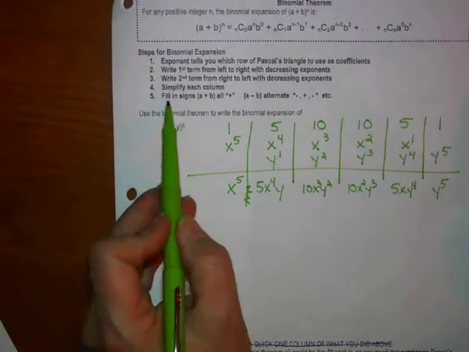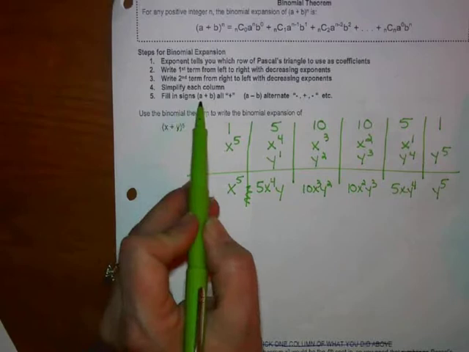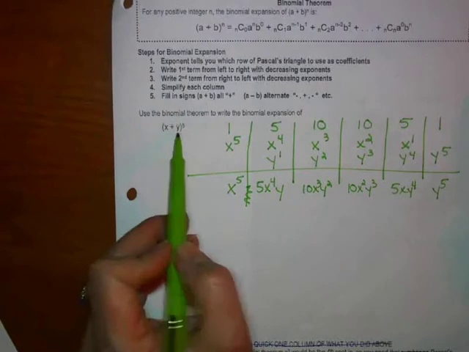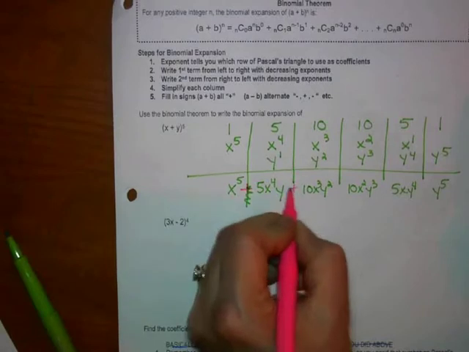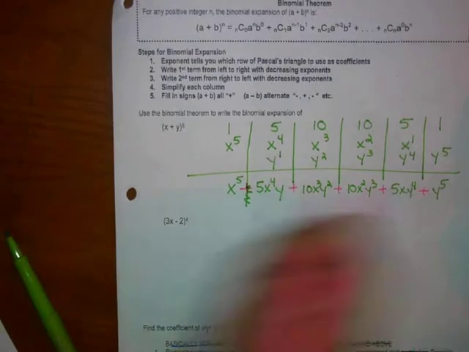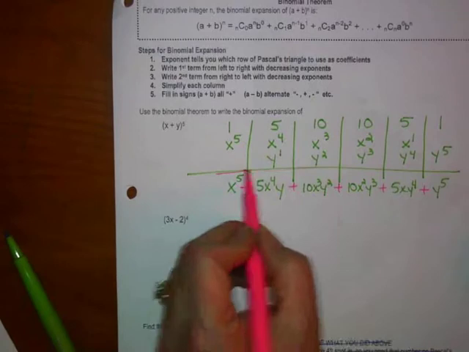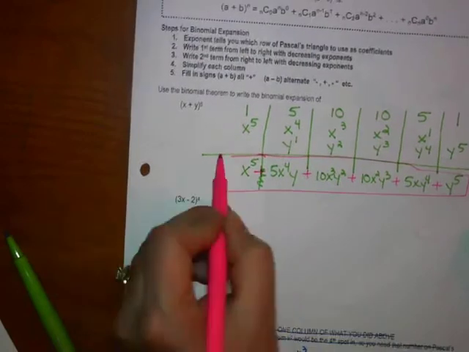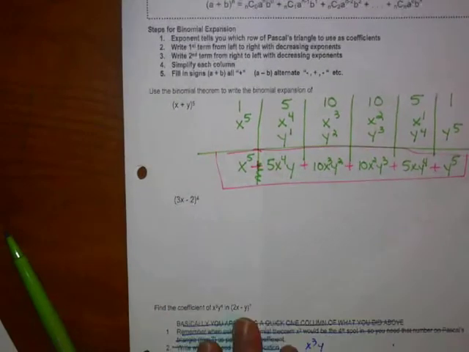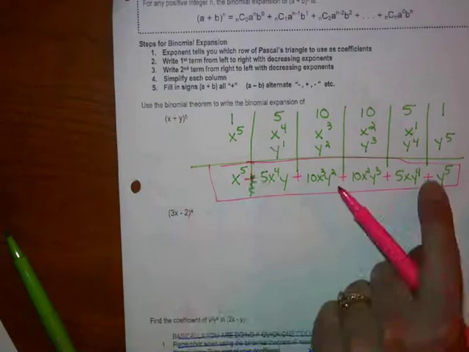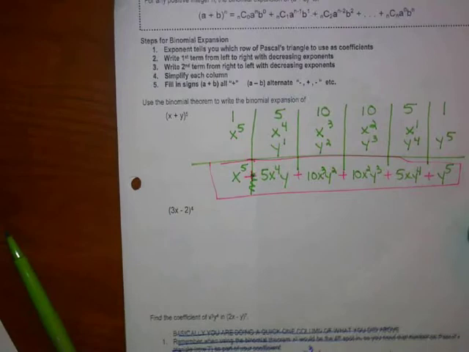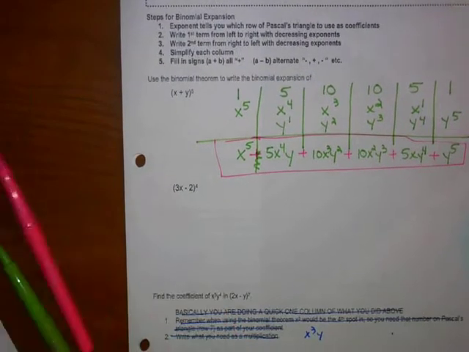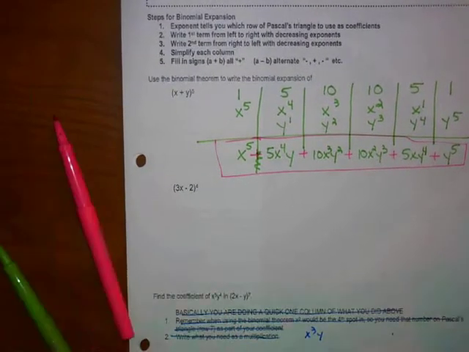And then the last step that you do is fill in the signs. If you have a plus here, then it's going to be a plus between every single term. Plus, plus, plus, plus, and plus. And that is your final answer right there. That would be that multiplied out. And it's a lot easier to do it this way than to try and do it by foiling. Okay, let's do another one, just because they're so much fun.